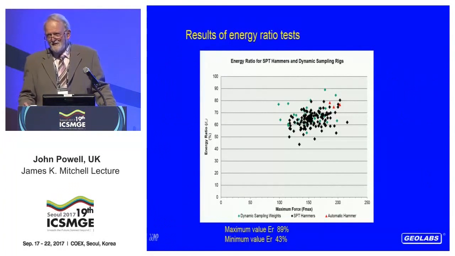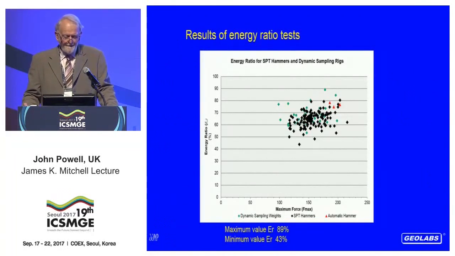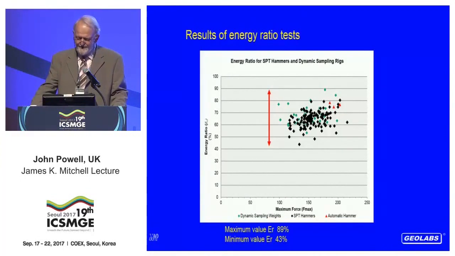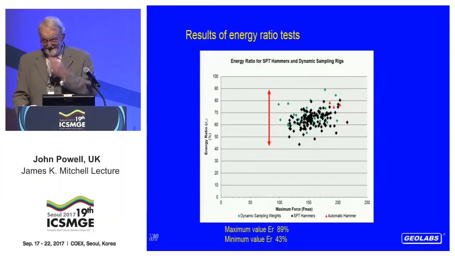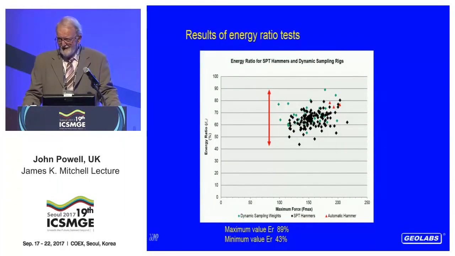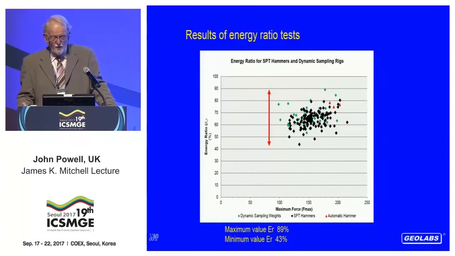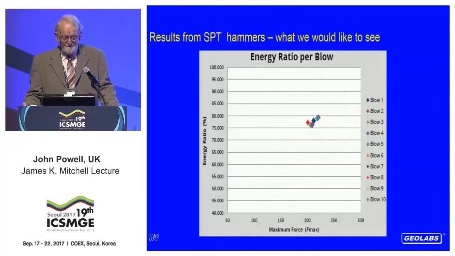That was a set of results. Each of those points is the energy ratio for individual hammers calibrated once the new standard came in the UK. And you can see we've got a range of energy ratios from 43% to 89%. So is it surprising that we can get different N values when different people work on the site? But at least if we know what the energy ratio is, we can apply a correction to our results and maybe then form a common basis for our N60 results.